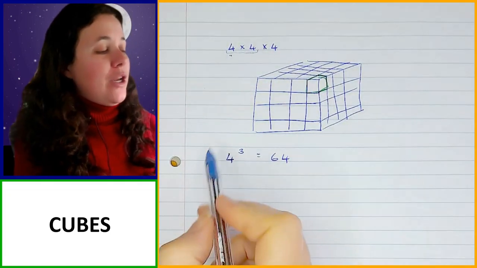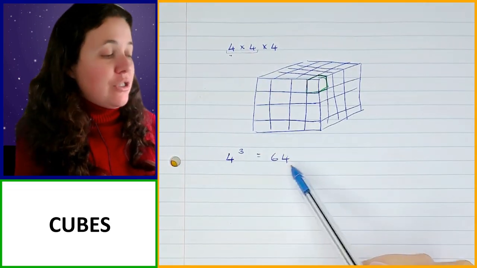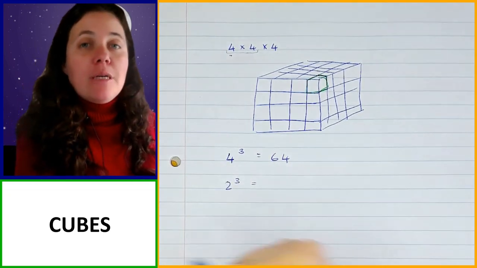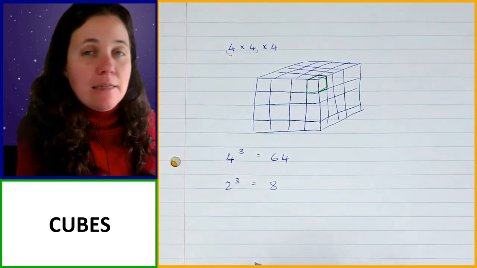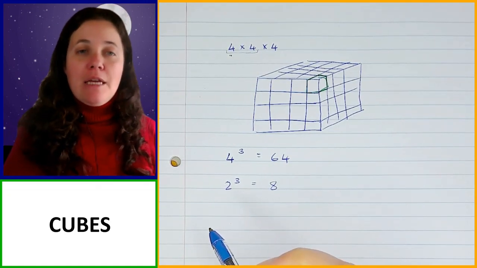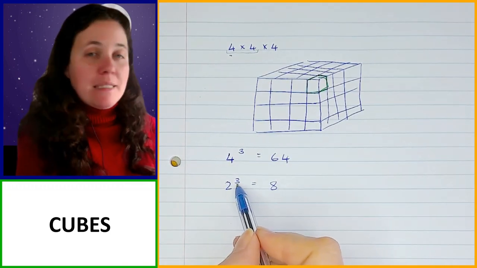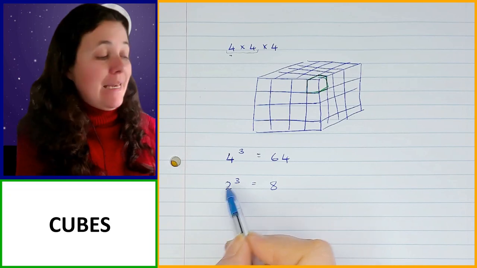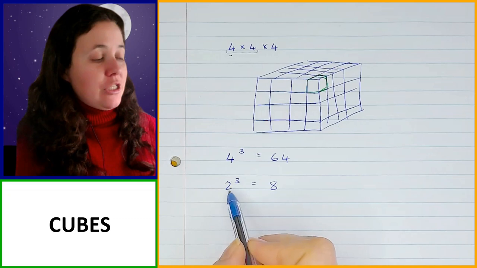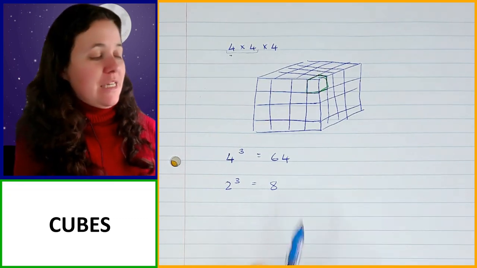Okay, so when you are cubing, you get 4 times 4 times 4, and that gives you 64. When you're cubing, say, for example, 2 cubed, it's 2 times 2 times 2, and that gives you 8. Okay, so when we are cubing something, we are multiplying the same thing together 3 times. And our exponent, which is this little number over here, tells me how many of the base, which is the big number over here, are being multiplied together. So in this case, there are 3 twos being multiplied together.